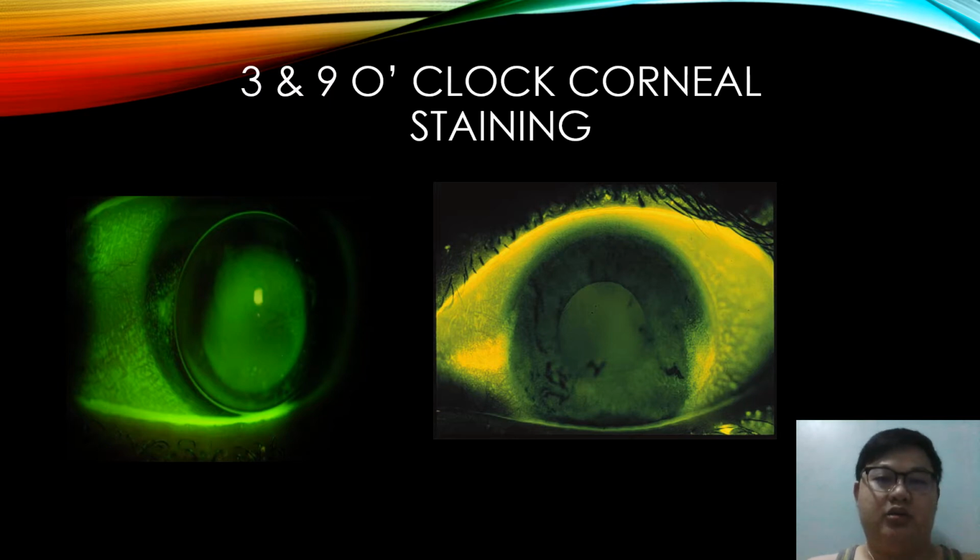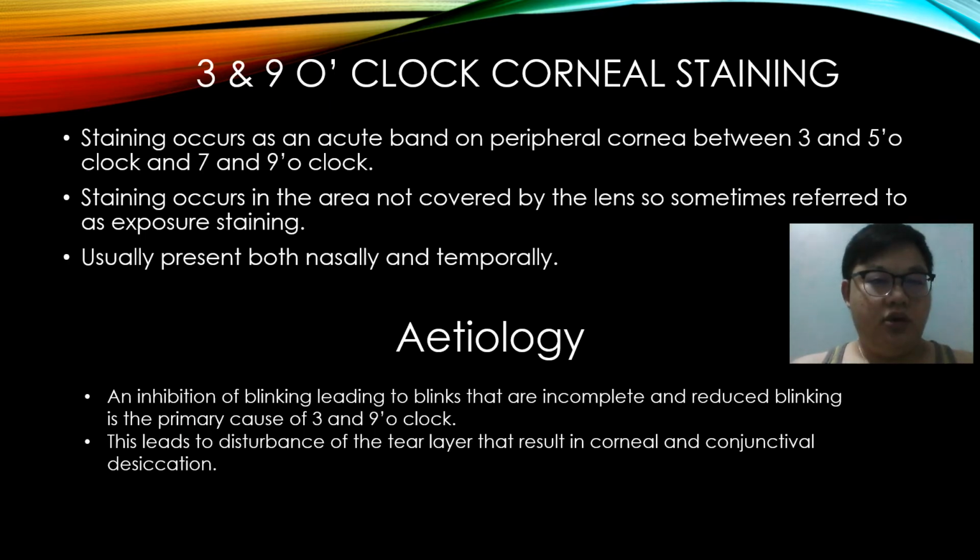It is 3 and 9 o'clock cornea staining. Based on this picture, we can see the fluorescein stain at 9 o'clock here. This is the staining. On this 3 and 9 o'clock cornea staining, it occurs as an acute band of peripheral cornea between 3 and 5 o'clock and 7 to 9 o'clock. Staining occurs in the area which is not covered by the lens, sometimes referred to as exposure staining. It is usually present both nasally and temporally.